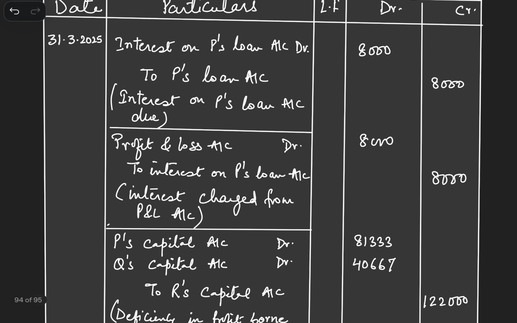Next, this interest being an expense for the firm, it will be charged from the profit and loss account. So that is profit and loss account debit to interest on P's loan account. That comes out to be 8,000.